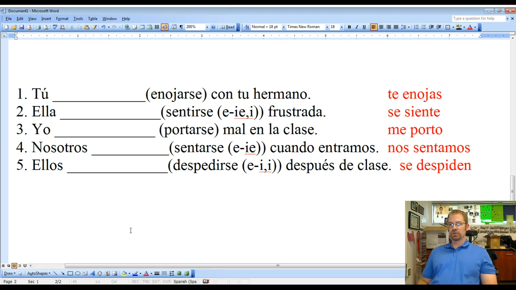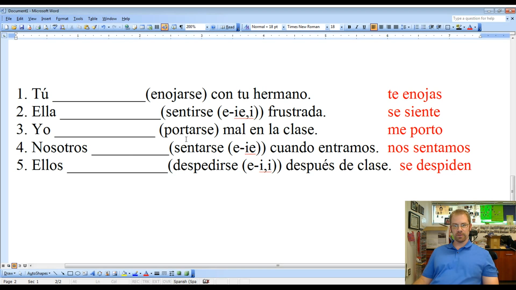So, uno, tú te enojas con tu hermano, is you get angry with your brother. Dos would be ella se siente frustrada, she feels frustrated. Tres, yo me porto mal en la clase, I behave poorly in class. Cuatro, nosotros nos sentamos cuando entramos, so we sit down when we enter. And then cinco, ellos se despiden después de clase.